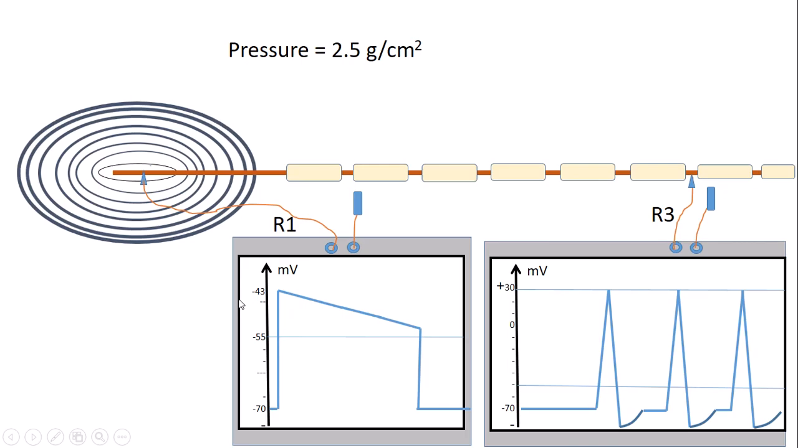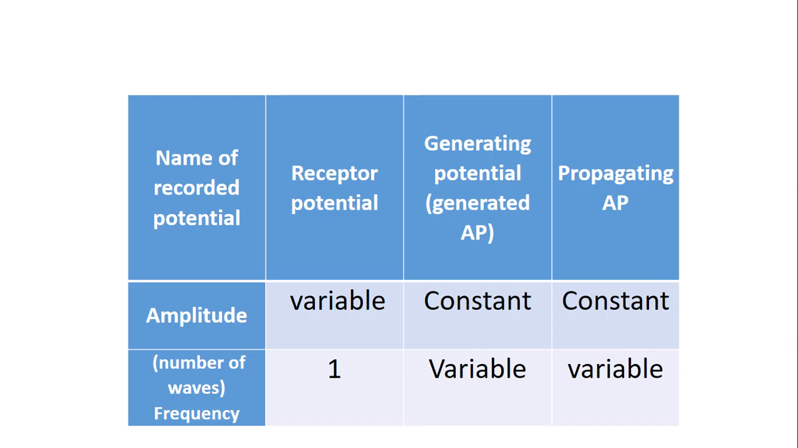So I think I didn't actually add the data here. I'm going to add it later, but the most important thing that we can look at here is that for the receptor potential, the amplitude is variable. It's not staying the same.